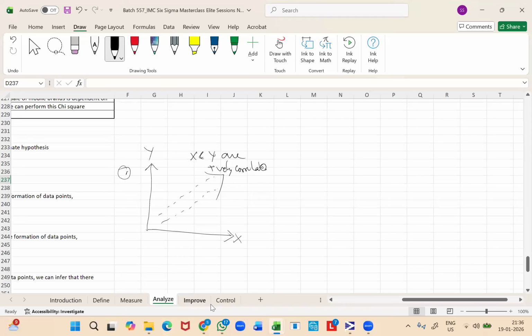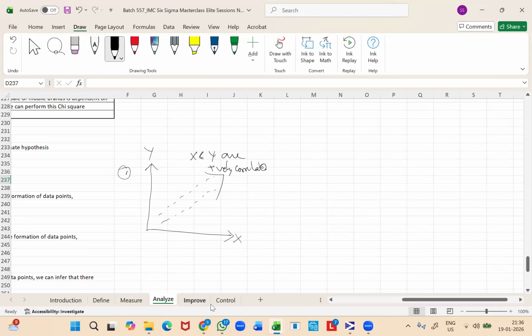Similarly, demand and price. As the demand for a product goes up, what will happen to the price? The price will also go up. So demand and price will be positively correlated. Like this, you can think of various examples wherein the two variables will have positive correlation, that is, both the variables will be moving in the same direction.